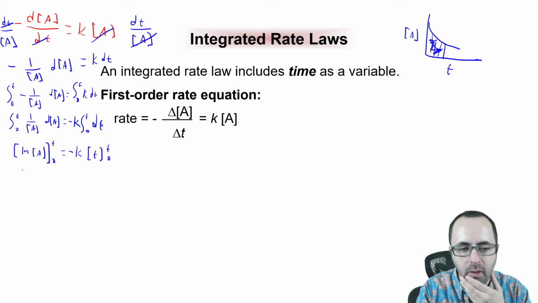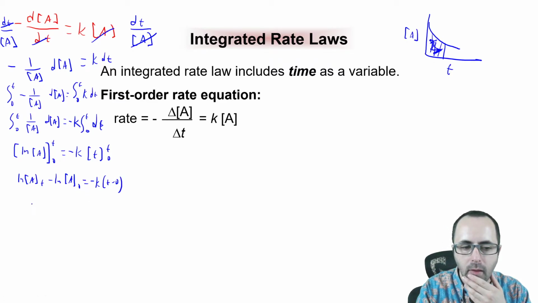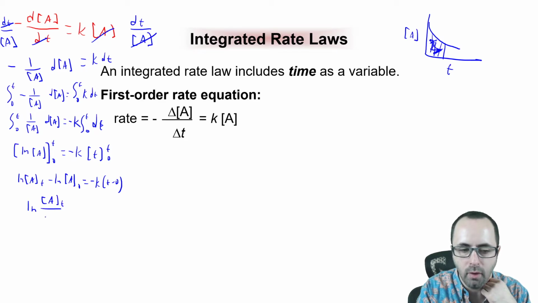And ultimately here we're going to get the natural log of A at time t minus the natural log of A at time 0. That's how you evaluate this antiderivative. And here we're going to get negative k times t minus 0. Then using our algebra rules from before, if we have two separate logs that are subtracted, that is the same as having the log of the two divided by each other.